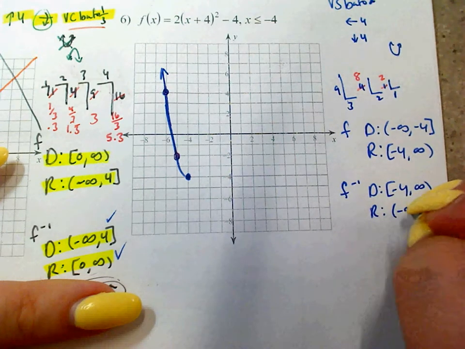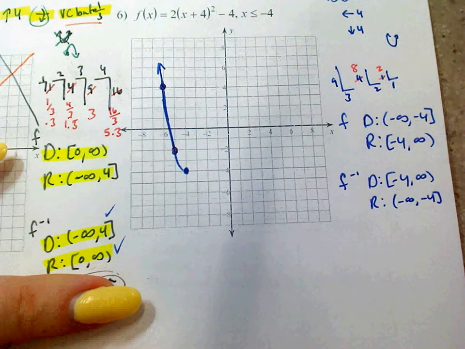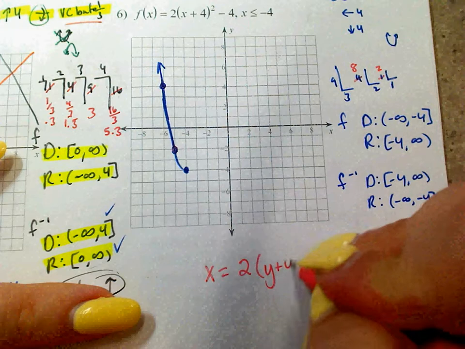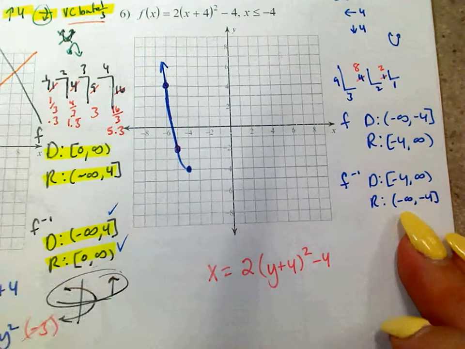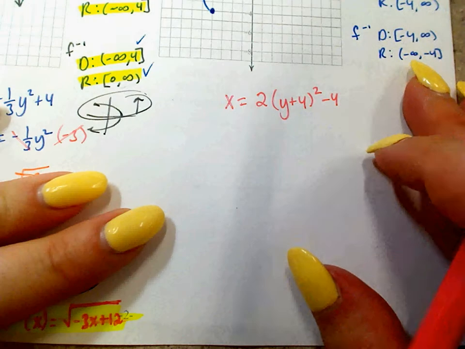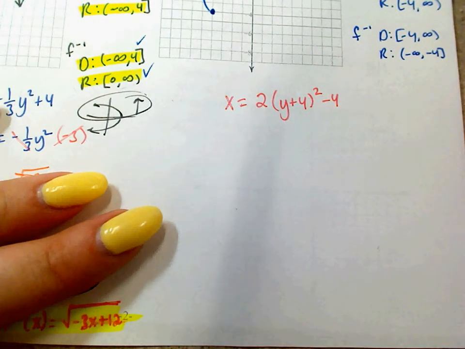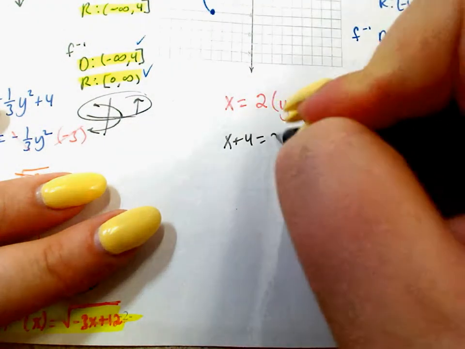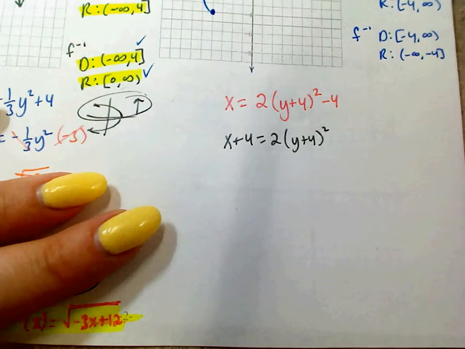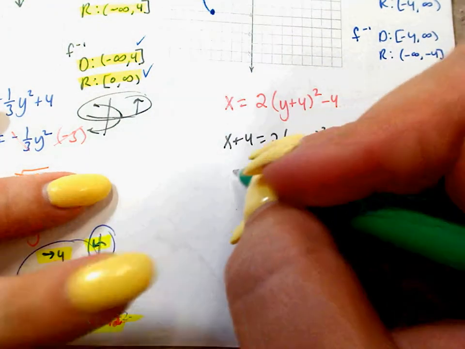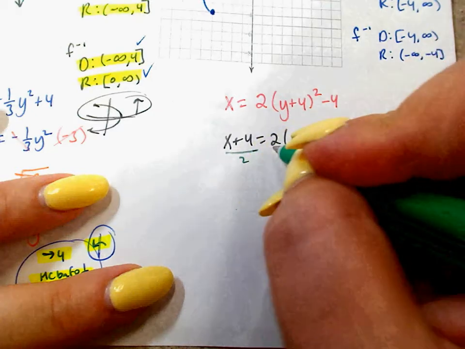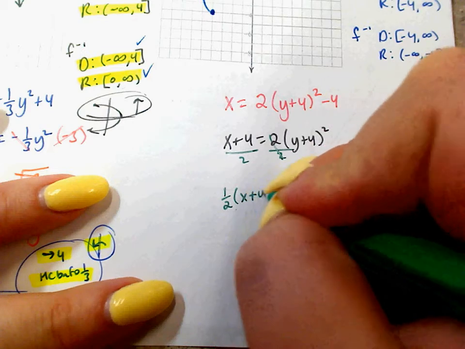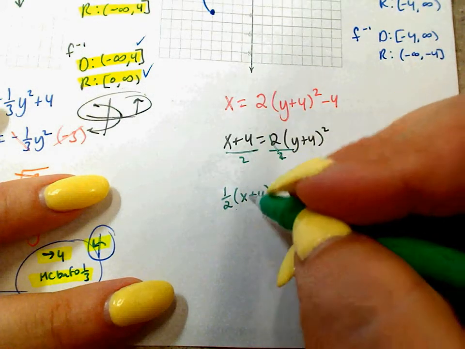Okay, so x equals 2 quantity y plus 4 quantity squared minus 4. Solving for x, I'm going to add the 4 over. So if we add this 4, I've got x plus 4 equals 2 times y plus 4 quantity squared. Then I'm going to divide by 2. Dividing by 2, you could write it as 1/2 x plus 4. You could write 1/2 x plus 2. I'm going to go ahead and leave it like this so I can see my transformations. And leave it like that.